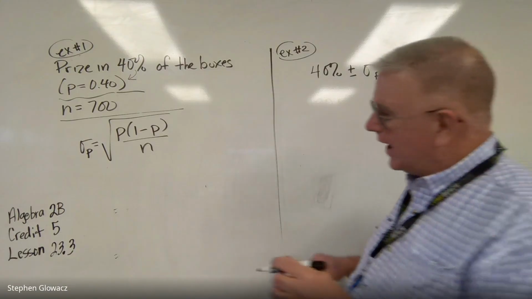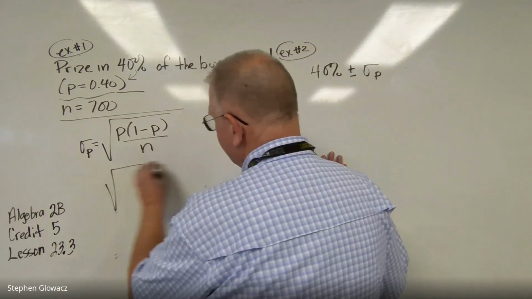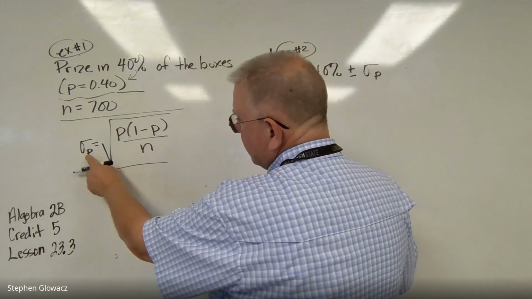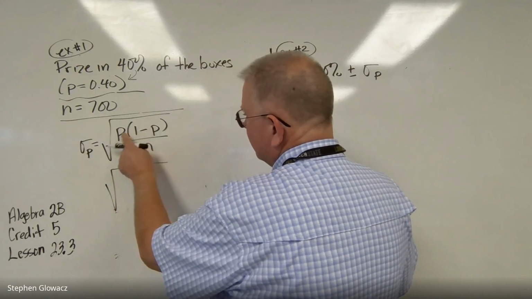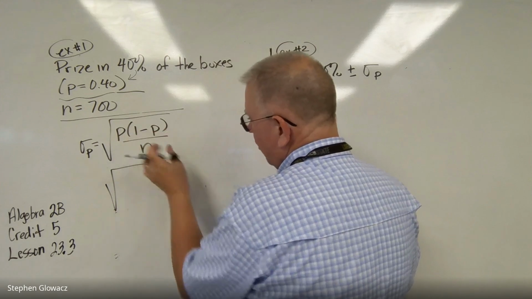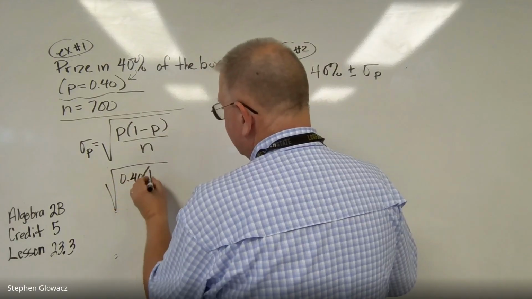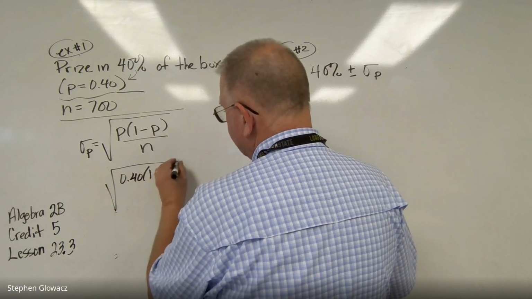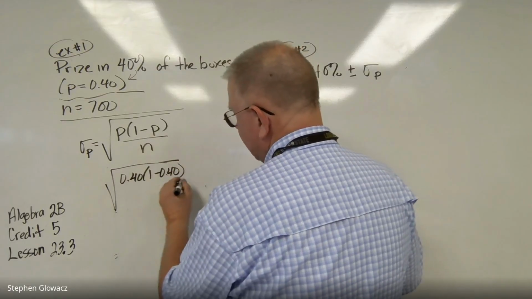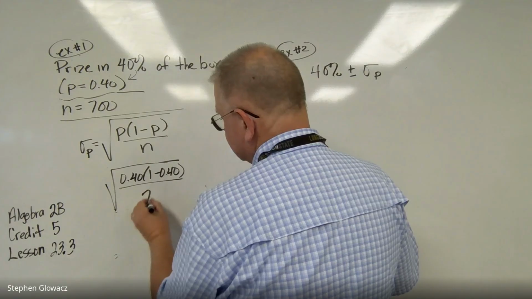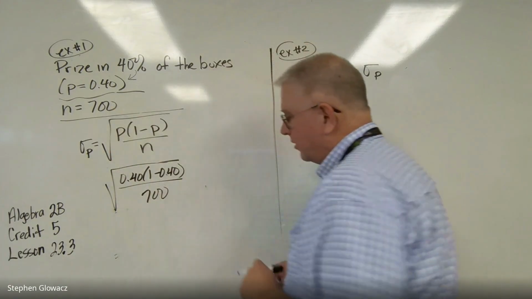All right, so let's go ahead and substitute now into our formula. The standard error of the proportion formula is the square root of P times 1 minus P over N. So P is 0.40, and then times 1 minus 0.40 is 1 minus P, and that's over N, which is 700, the number of boxes in our sample.